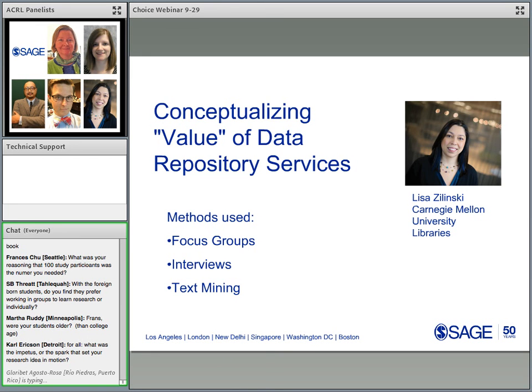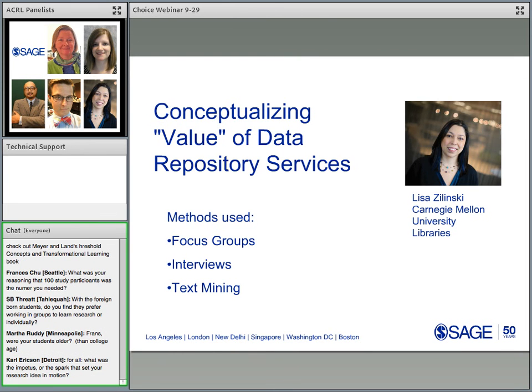The second step is a follow-up interview, and in that session, they will do a card sorting exercise where they will take the concepts that they described in the focus group. That's where they'll be ranked. So my data then will be a similarity matrix on how each researcher ranks their conceptualization of value, and also text mining of both the focus group and the follow-up interviews.